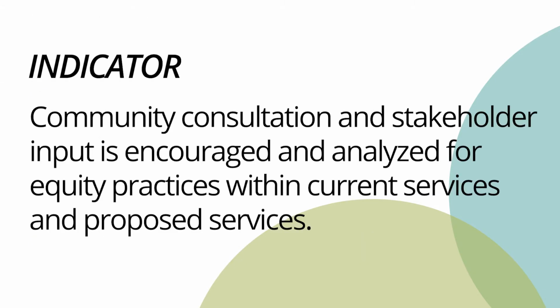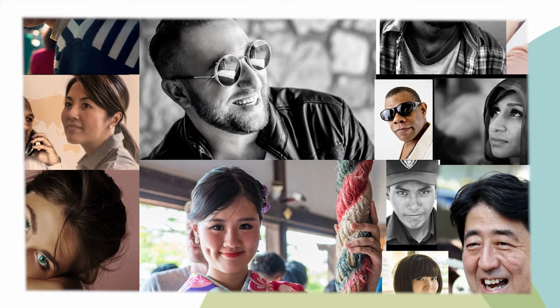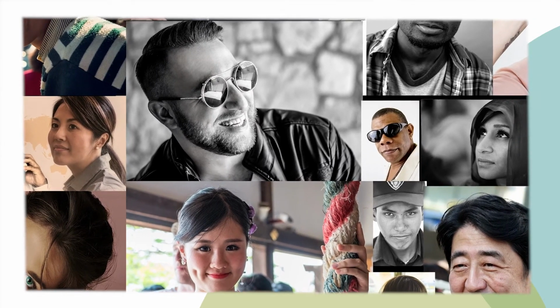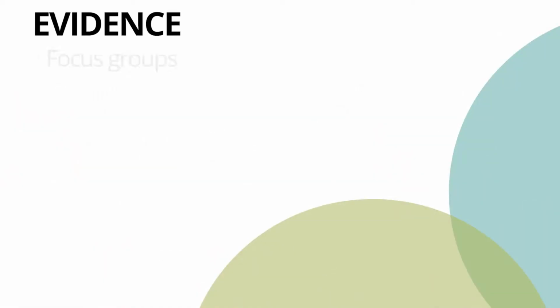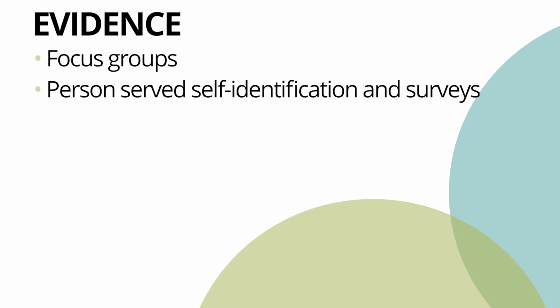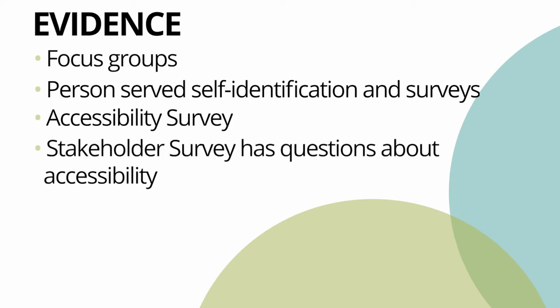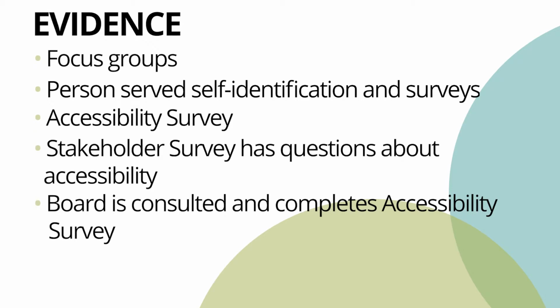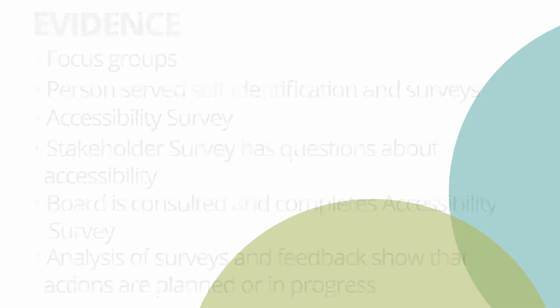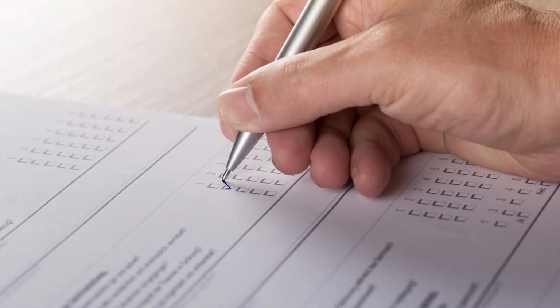Indicator. Community consultation and stakeholder input is encouraged and analyzed for equity practices within current services and proposed services. Evidence. Focus groups. Person-served self-identification and surveys. Accessibility survey. Stakeholder survey has questions about accessibility. Board is consulted and completes accessibility survey. Analysis of surveys and feedback show that actions are planned or in progress.